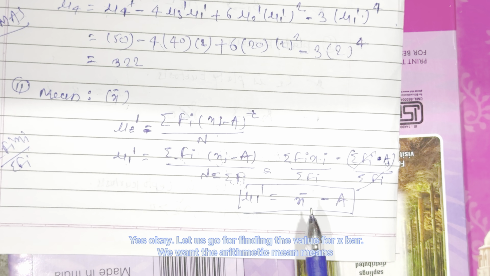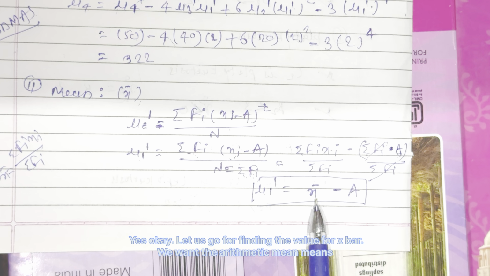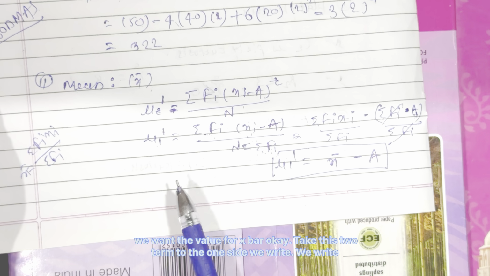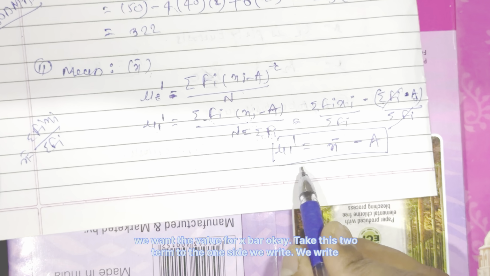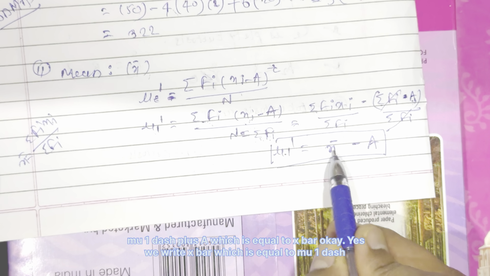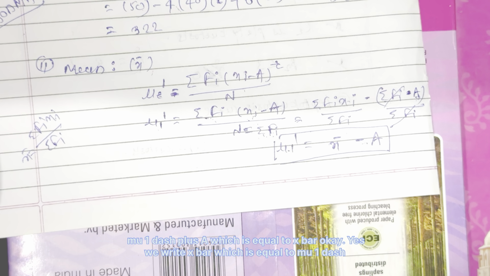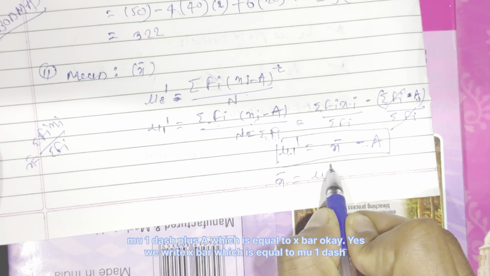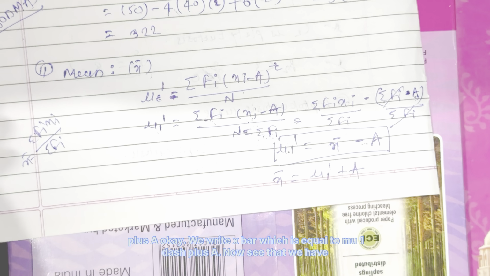Let's go for finding the value of x bar. We want the arithmetic mean, meaning we want the value of x bar. Take these two terms to one side. We write mu1 dash plus a equal to x bar. So x bar equals mu1 dash plus a.